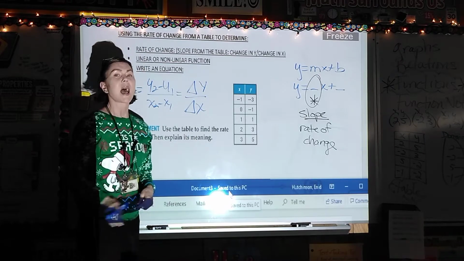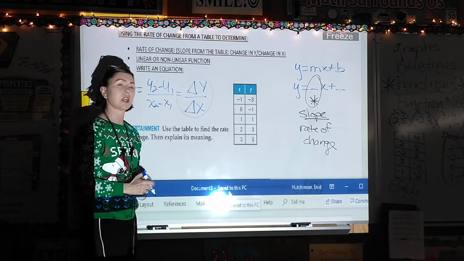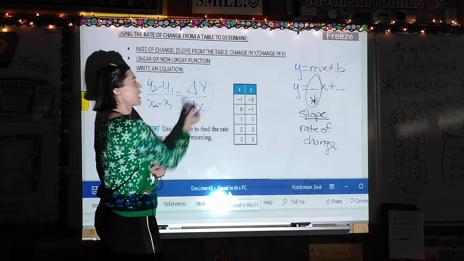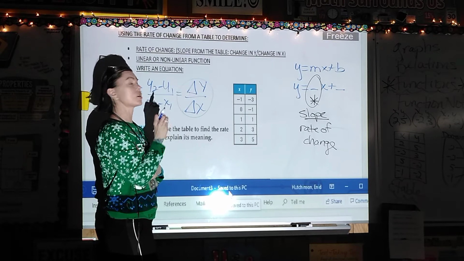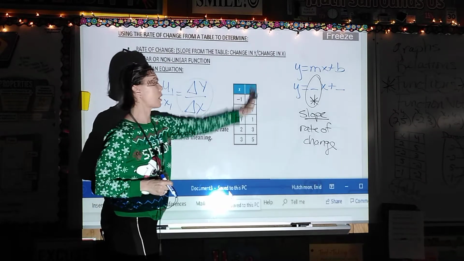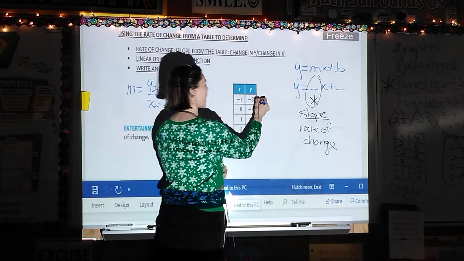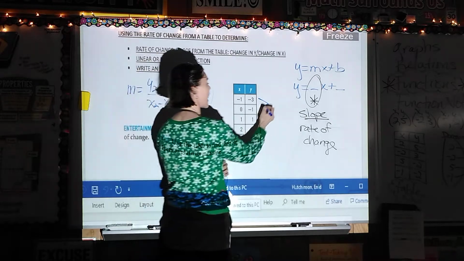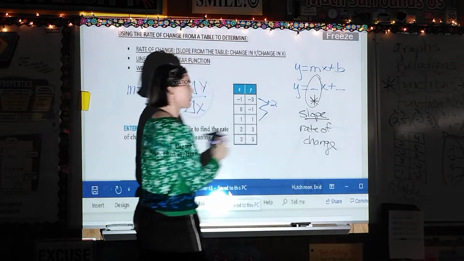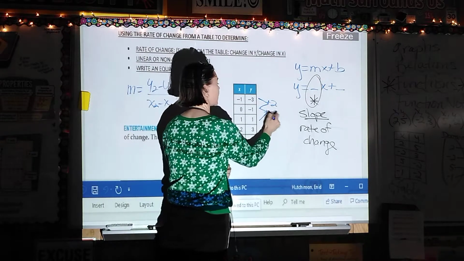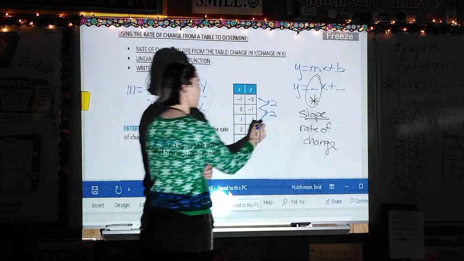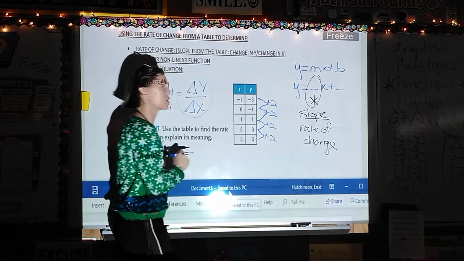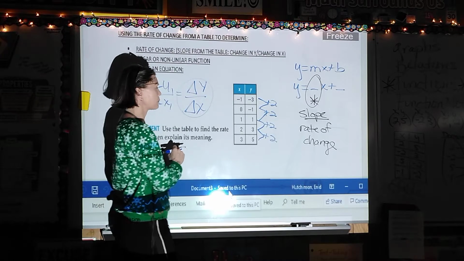Well, what do we mean by that? How do we find this rate of change? Well, we're going to use the table to find the rate of change. Okay, so the change in y. Well, what are the y values? Your range. Okay, so here we have, how did we get from a -3 to a -1? Well, we had to add 2. How did we get from a -1 to a +1? We added 2. How did we get from a +1 to a +3? We added 2. How did we get from a +3 to a +5? We added 2. I think you can see the pattern, okay?